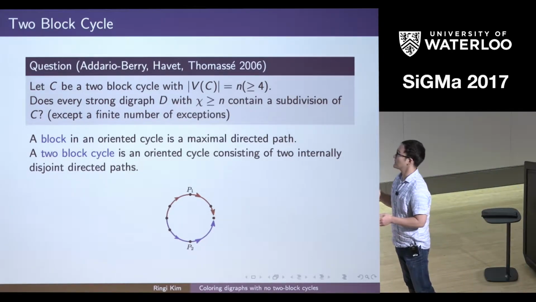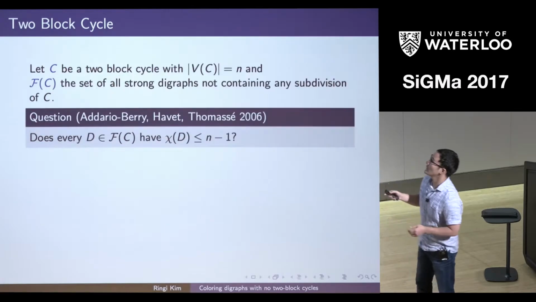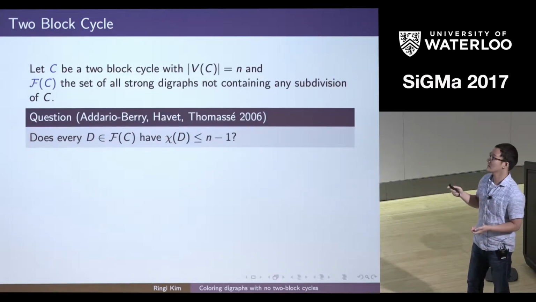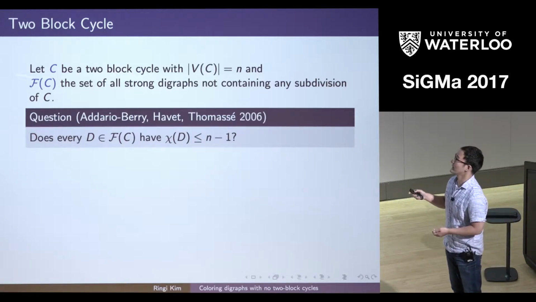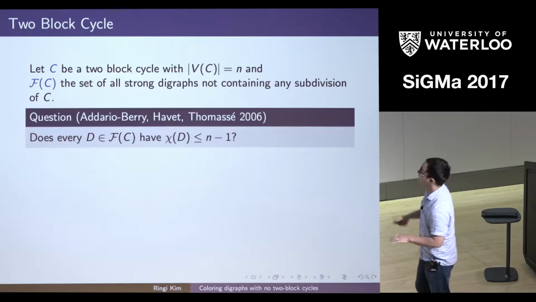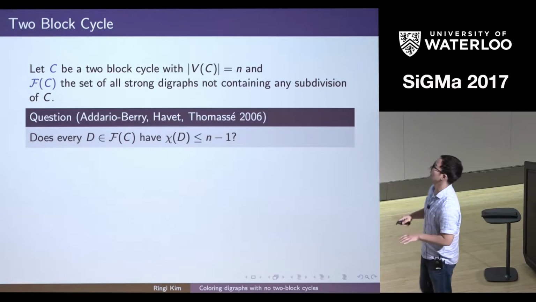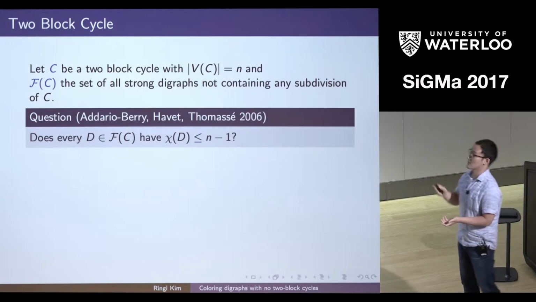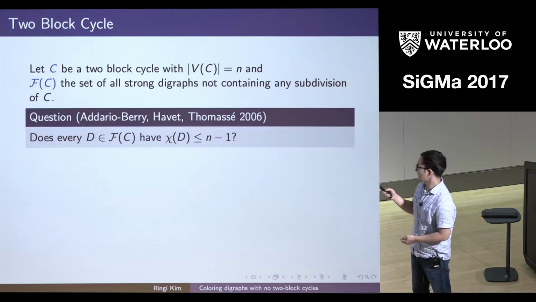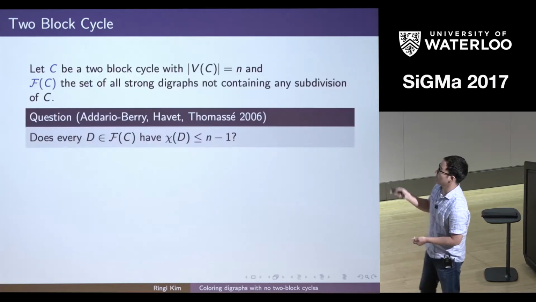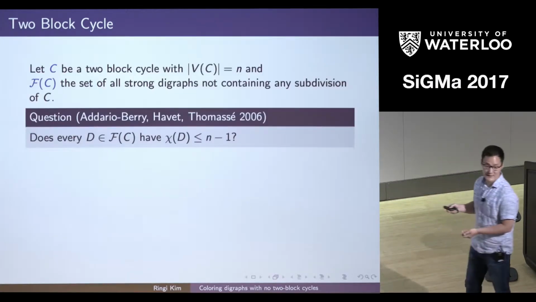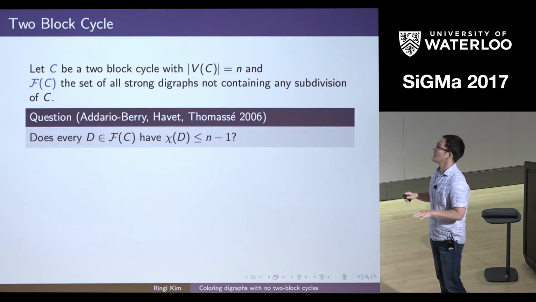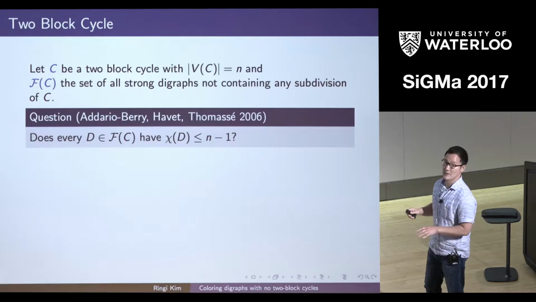For convenience, from now on, we fix one two-block cycle C with n vertices, and we denote by F_C the set of all strong digraphs not containing any subdivision of C. Then this question is equivalent to asking whether every strong digraph D not containing any subdivision of C has bounded chromatic number.